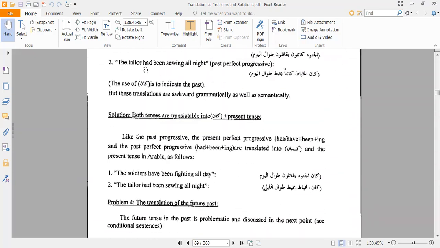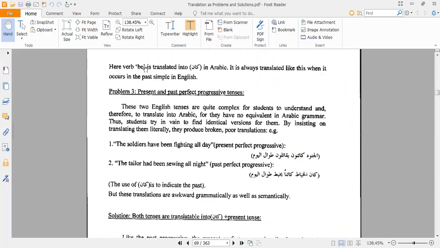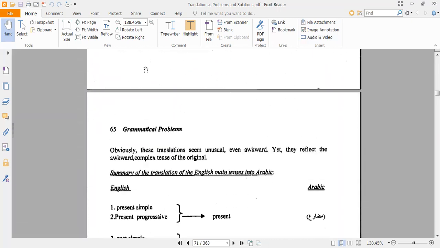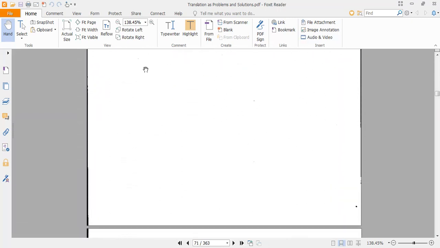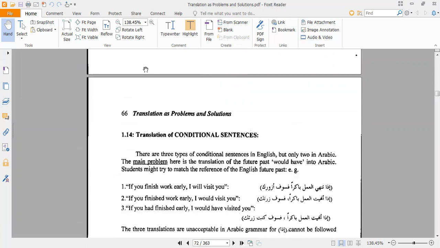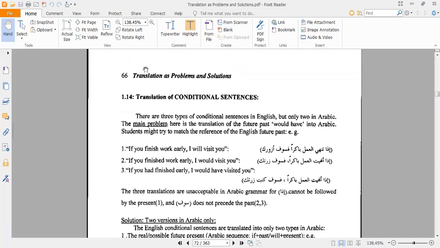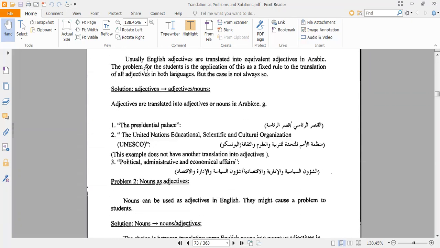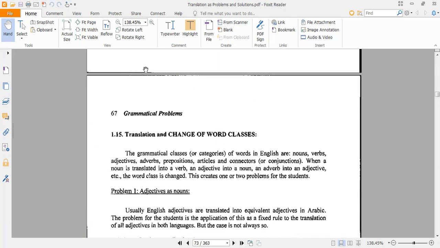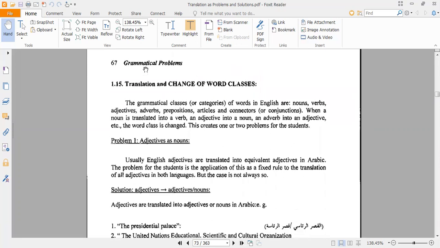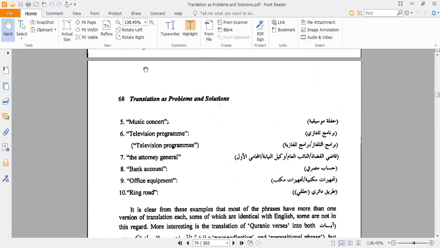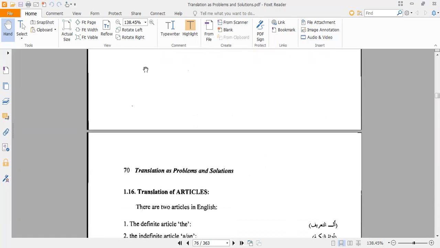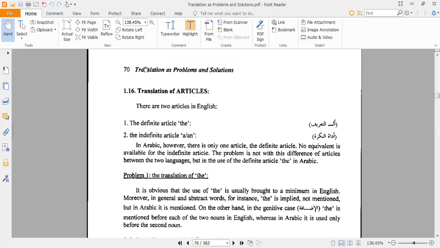Actually, this is the end of this lecture. I hope you get a lot of benefits. In the next lecture, or in the next week, we are going to talk about conditional sentences in English and Arabic, translation of word class, and translation of word and change of word class in translation.